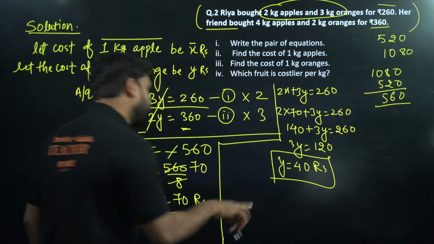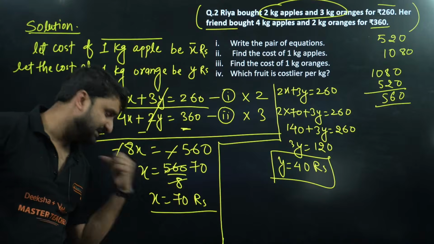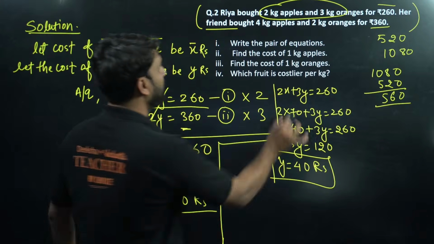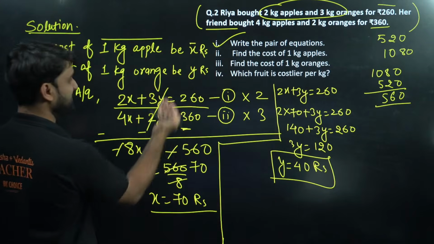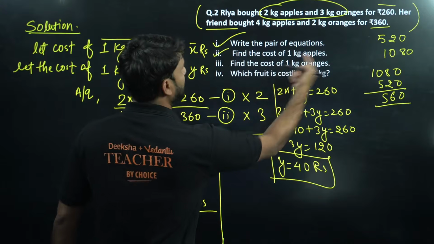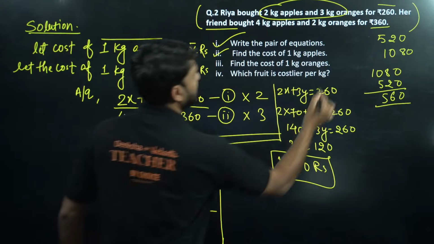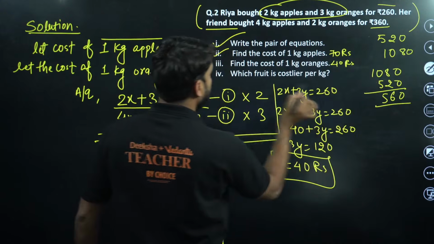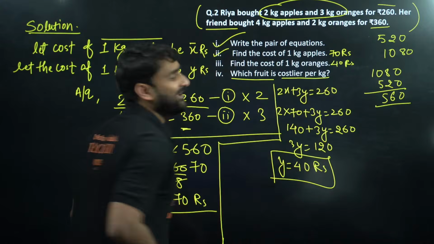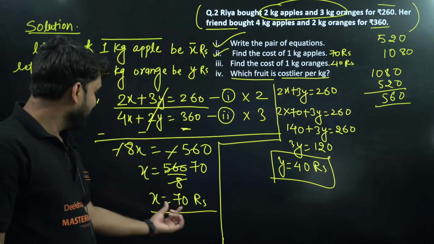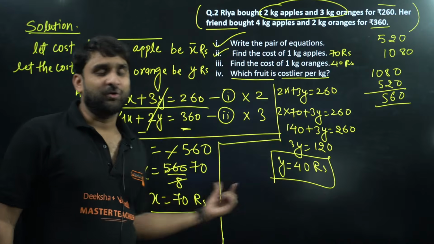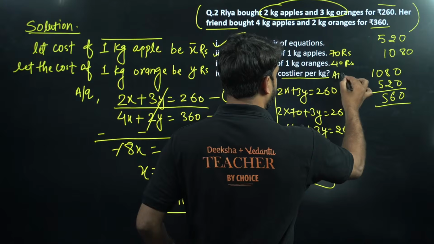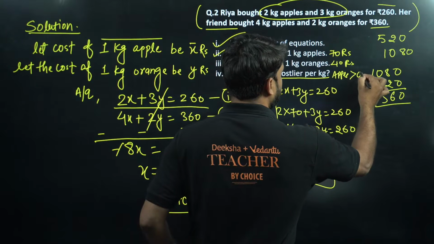So the cost of 1 kilogram apple is 70 rupees, and the cost of 1 kilogram of orange will be 40 rupees. So write the pair of equations we have solved. Find the cost of 1 kilogram apple. 1 kilogram of apple cost is 70 rupees. So let's write here 70 rupees, and this is 40 rupees. Now, which fruit is costlier per kg? Obviously, this is clearly visible. X is greater than Y. So the cost of 1 kilogram apple is costlier, so we can write here, apple is costlier than orange.